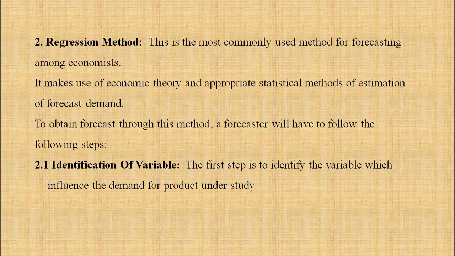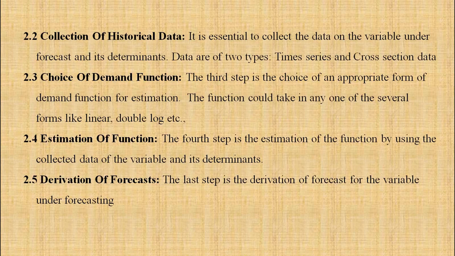Next, regression method. This is the most commonly used method for forecasting among economists. It makes use of economic theory and appropriate statistical methods of estimation of forecast demand. To obtain forecast through this method, a forecaster will have to follow the following steps. Number 1, identification of variable. The first step is to identify the variable which influence the demand for product under study.